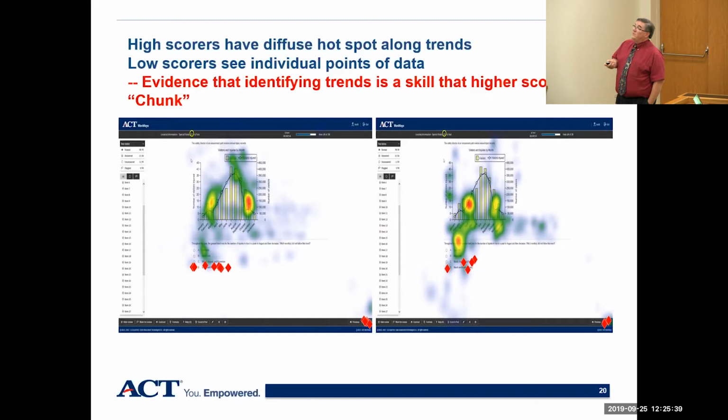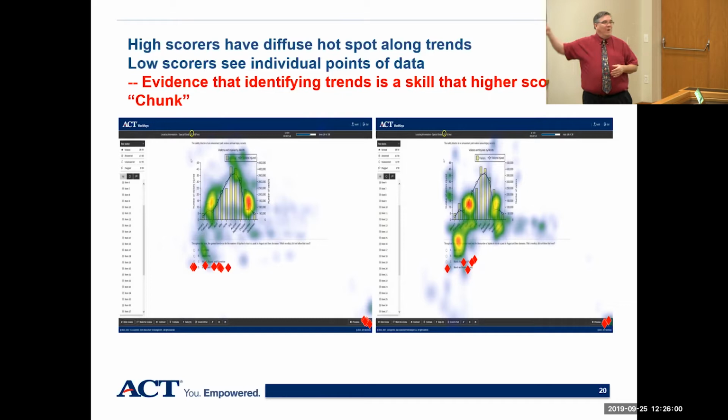If you notice, high scores don't look at points along a graphic trend line. They chunk it as, oh, that line goes up and that line goes down. They have a broad, diffuse eye pattern. They are already looking for trends. Notice that our low scores look at individual points along the way.